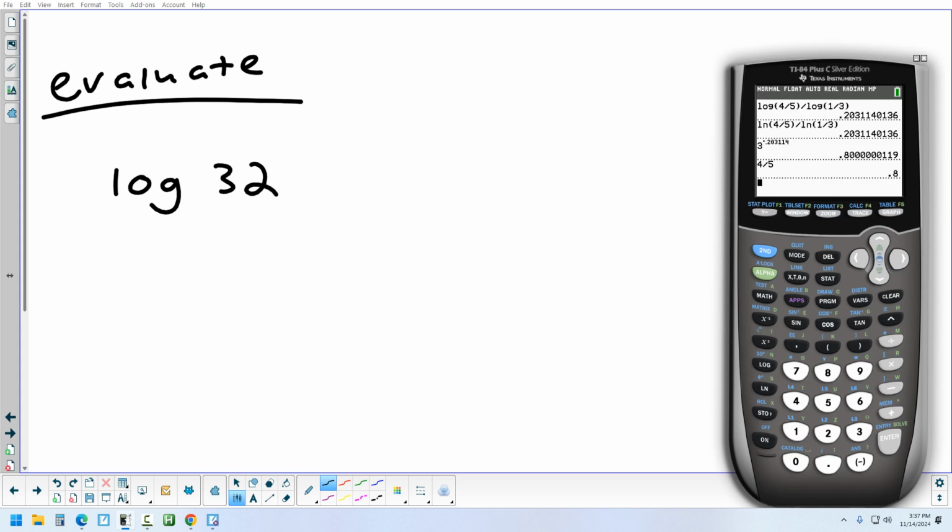What's the base on that log? 10. So all you have to do is press log of 32. That's a very, very easy one. Right? Say 1.51.